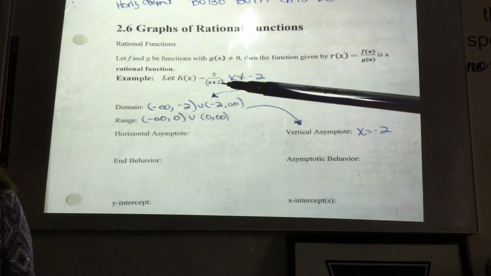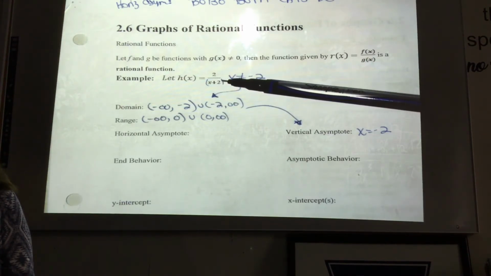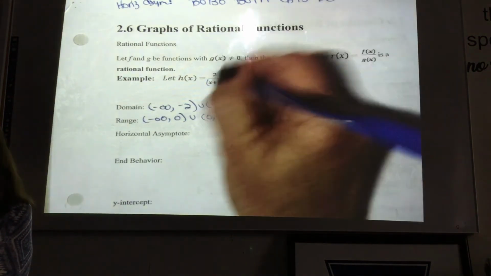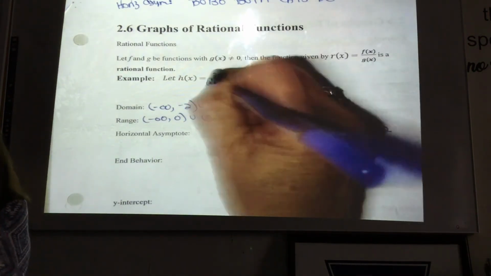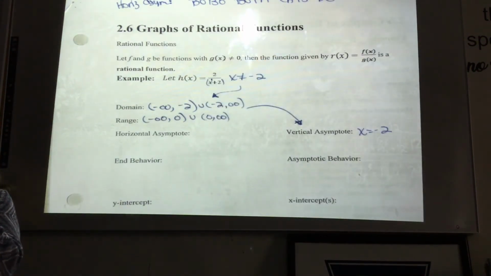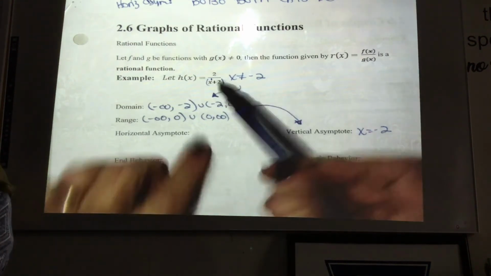What's my degree down here? 1. It's not shown, but there's my variable. So it's just 1. Okay? So which has the bigger degree? 0 or 1? 1.